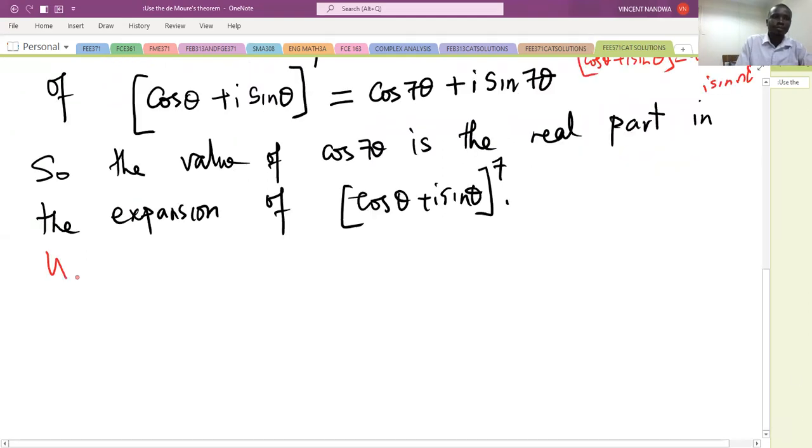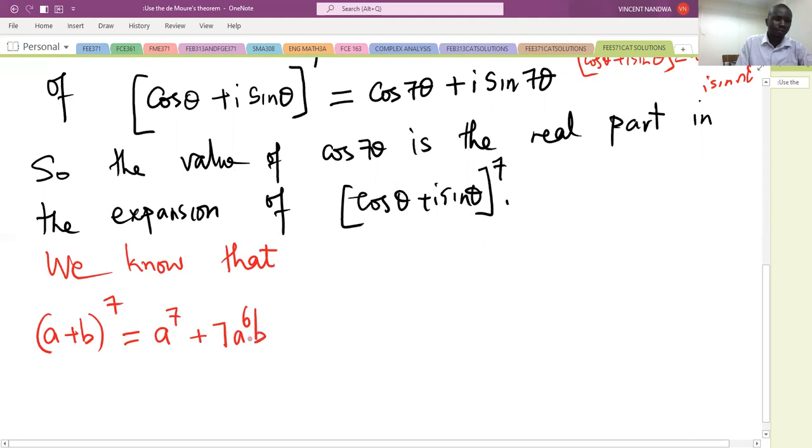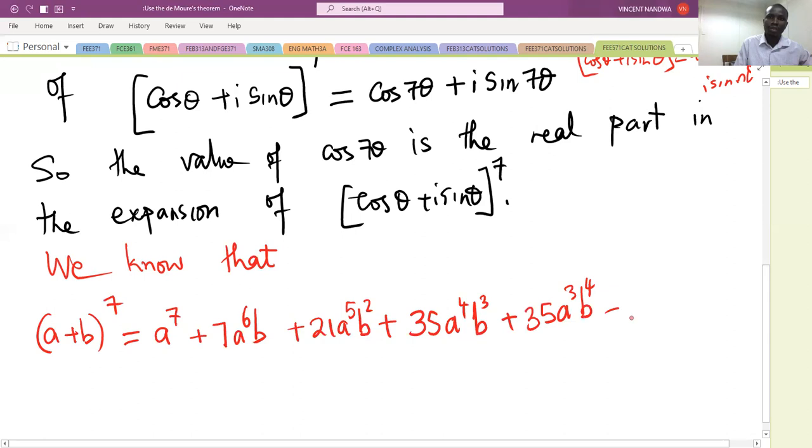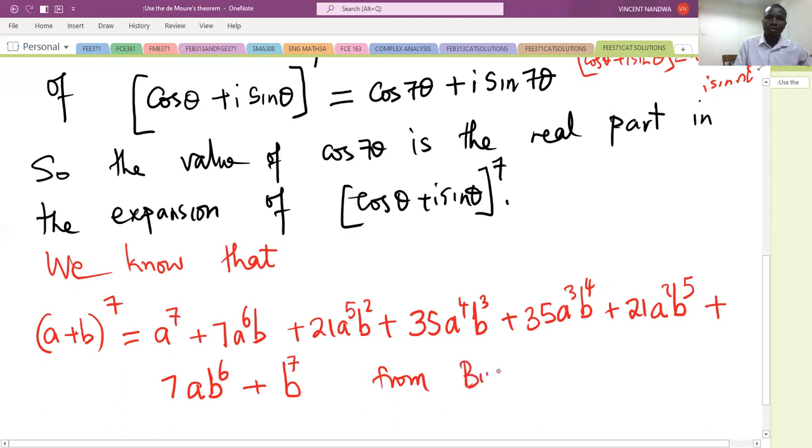We know that A plus B power 7 is given by A power 7 plus 7 A power 6 B plus 21 A power 5 B squared plus 35 A power 4 B power 3 plus 35 A power 3 B power 4 plus 21 A power 2 B power 5 plus 7 A B power 6 and then plus B power 7. This is from the binomial theorem.